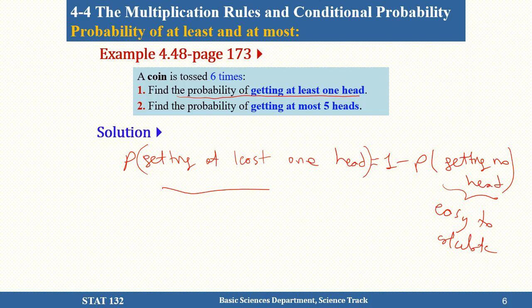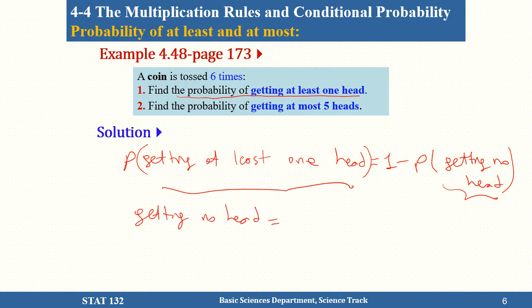It's easier than this one because in this one you have to go, if it is H T H, H T T, you have to count all the sample space. Now when it comes to here, what does getting no head mean? Getting no head means getting all tails.